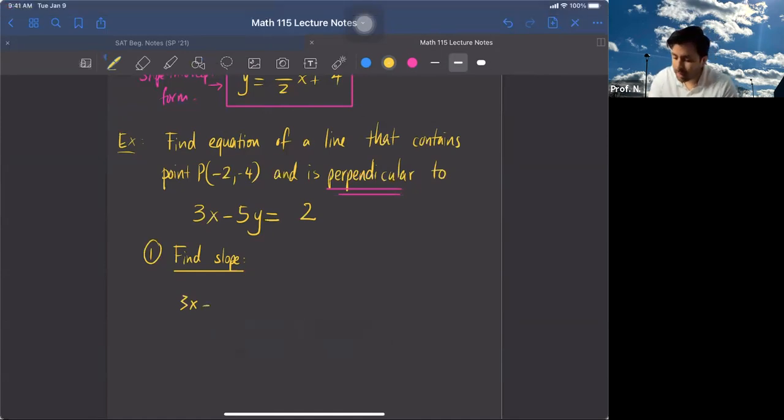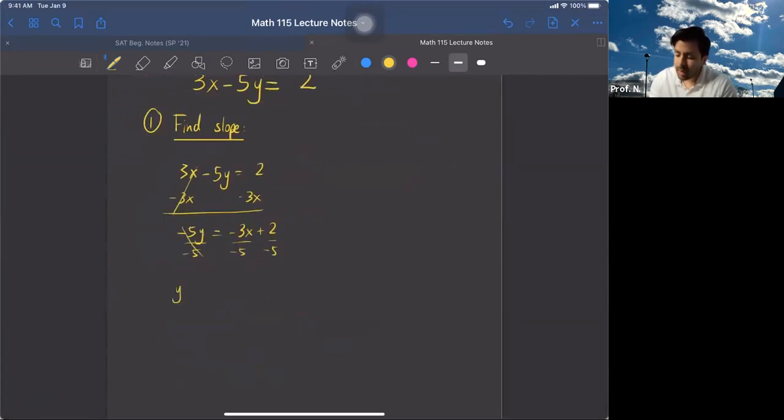So we got 3x minus 5y equal to 2. Subtract 3x, subtract 3x. I get negative 5y equals negative 3x plus 2. Divide by negative 5. And I get that y is equal to 3/5 x minus 2/5. So then immediately, what do I find? I find that my slope is 3/5.